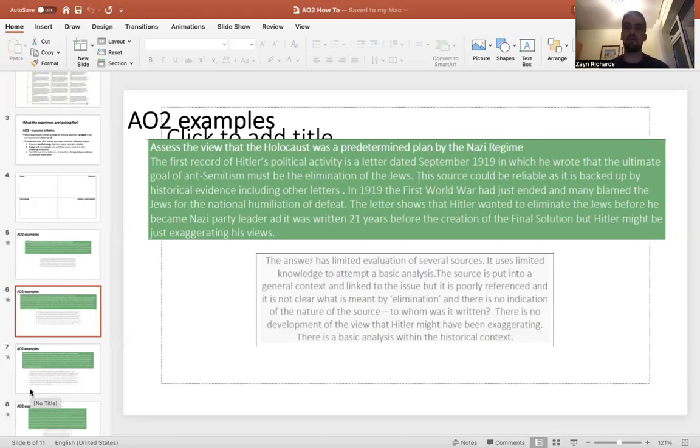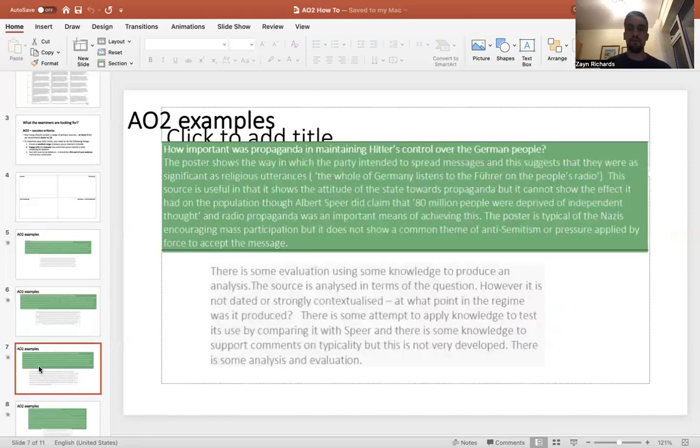That also filters through in terms of the provenance as well, because there's no consideration of the provenance of the letter. So who was the letter sent to? What do some of the words like elimination mean in the letter? And there is some own knowledge, and that's why this isn't bottom level. Okay, pause video.